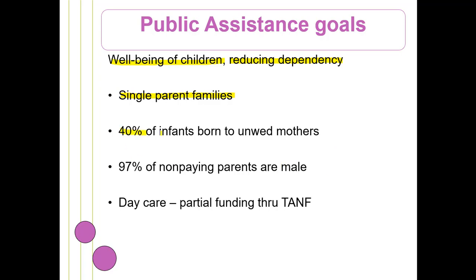We see that 40% of infants are born to unwed mothers, which are already putting themselves into a low-income situation for the most part anyway. We see that the males are overwhelmingly the non-paying parents. So these are some things that could be targeted in order to try to achieve these goals.